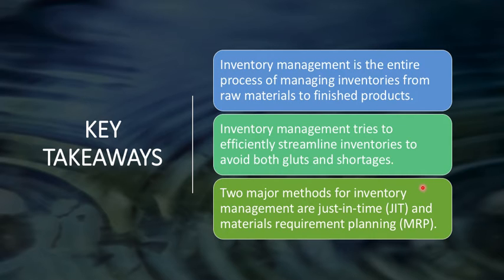Work in progress mainly means you don't have the finished good. From raw material to finished good, the part in between will be work in progress. So you don't want to have a longer work in progress. For that, people use just in time.